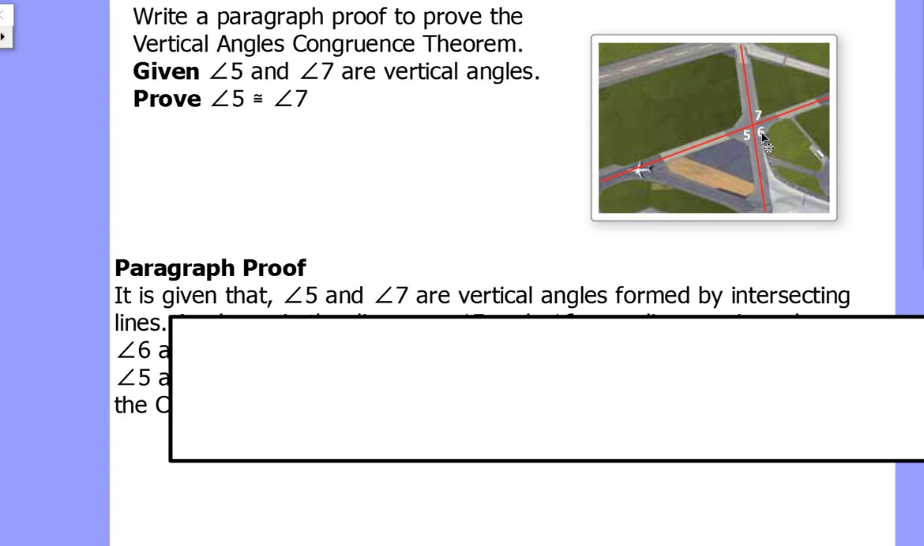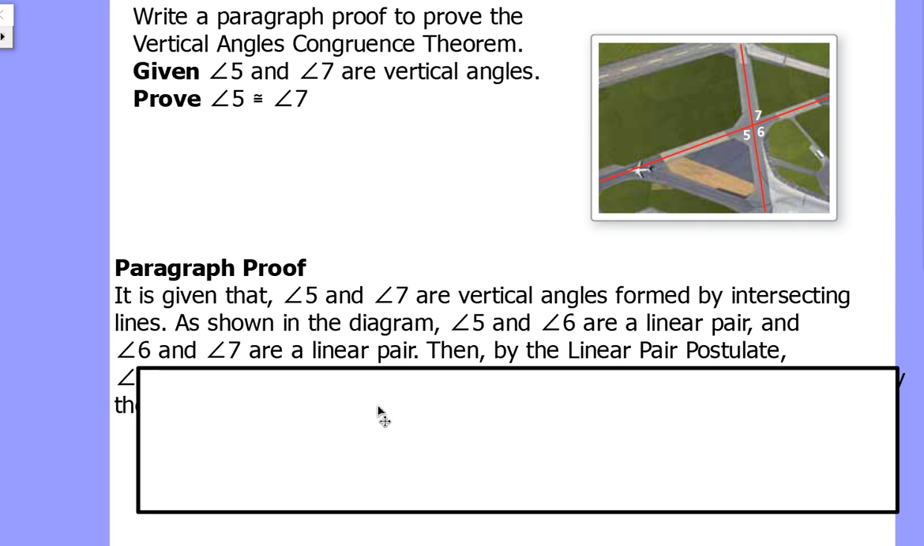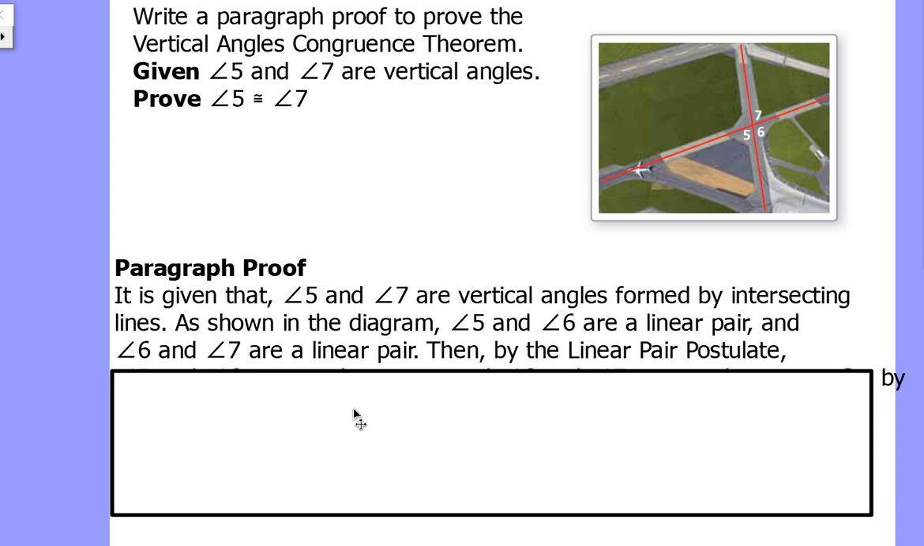I hope so, because remember we talked about in a previous video that the only way this makes sense for 7 and 6 to be supplementary and 6 and 5 to be supplementary, where 6 didn't change in these different scenarios and only 7 and 5 changed, is if 7 and 5 are in fact the same angle measure. So we're going to use that to our advantage. In the diagram, 5 and 6 are a linear pair and 6 and 7 are a linear pair.